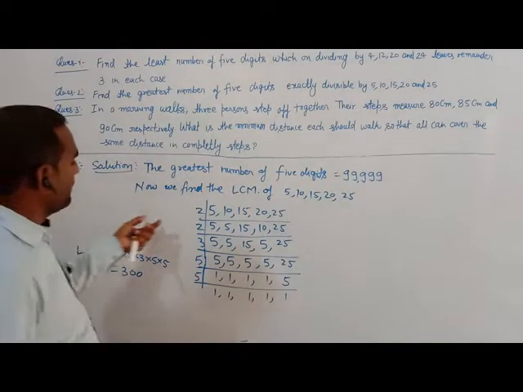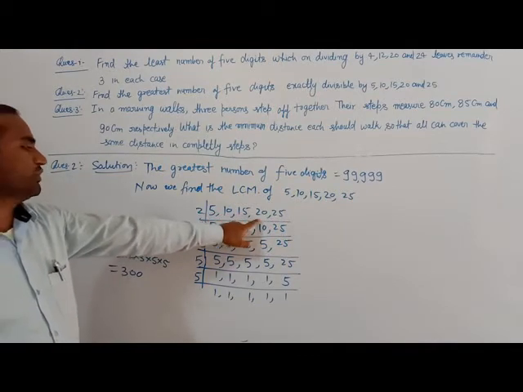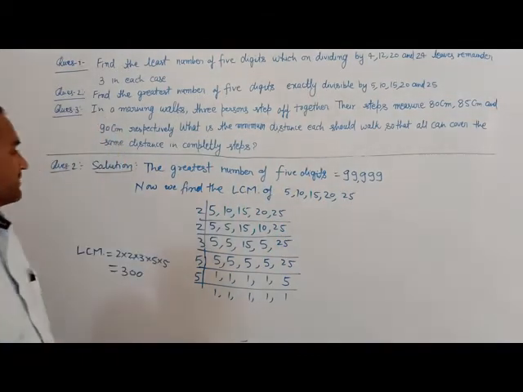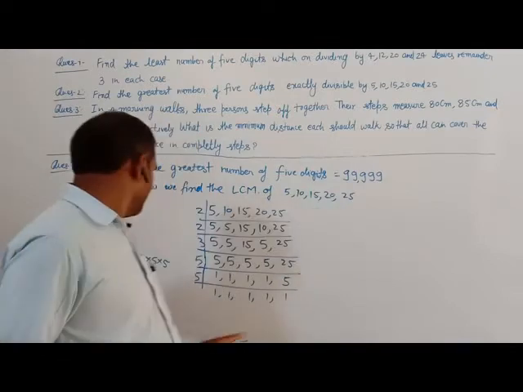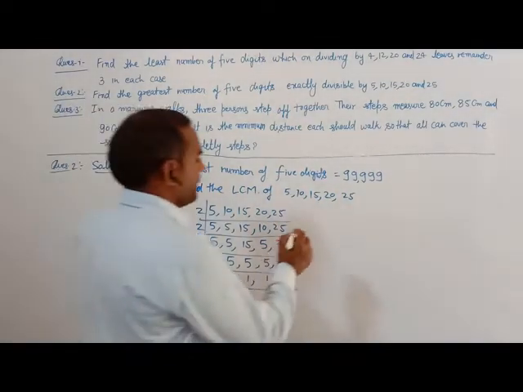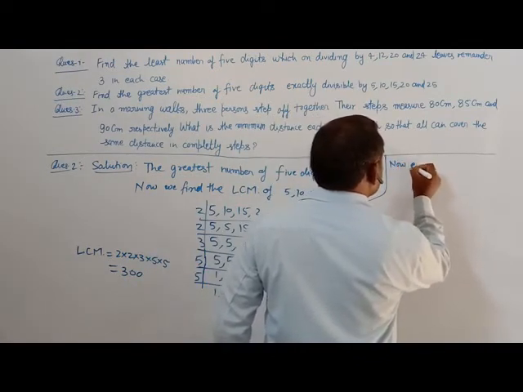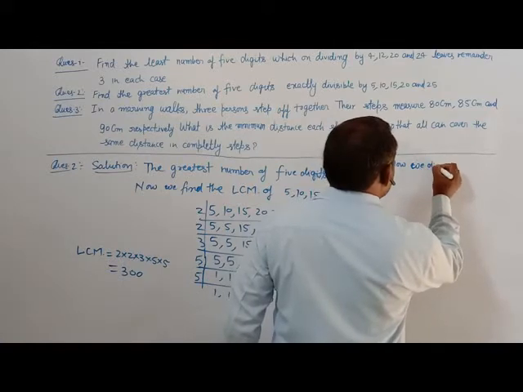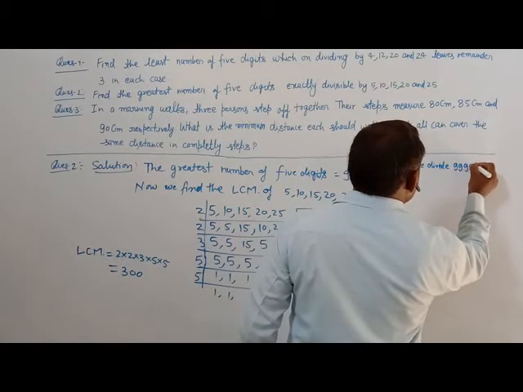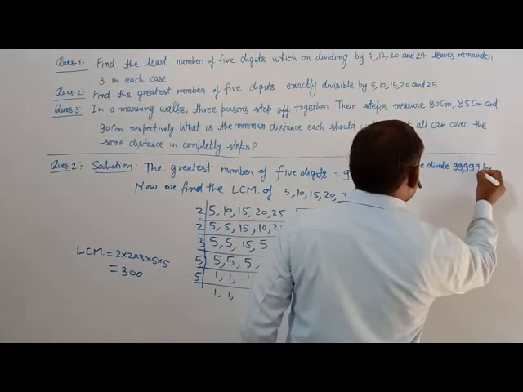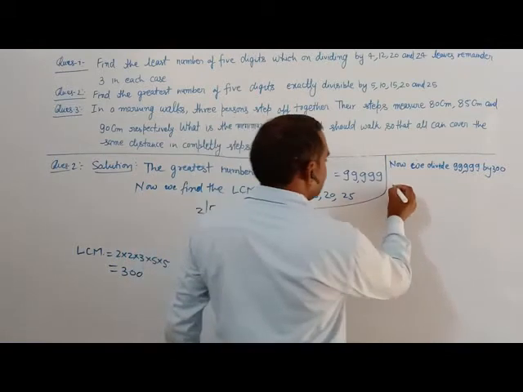So 300 is the number which is divisible by 5, 10, 15, 20 and 25. Now we have to divide 99,999 by 300. So we divide 99,999 by 300.